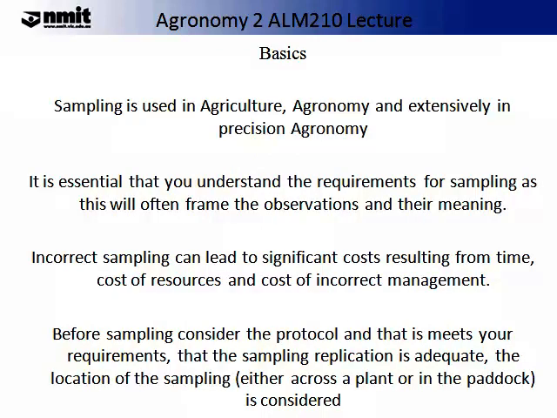Sampling is used in agriculture, agronomy and extensively in precision agronomy. It is essential that you understand the requirements for sampling, as this will often frame the observations and their meaning. Incorrect sampling can lead to significant costs, resulting in costs from time, cost of misuse of resources, and cost of incorrect management. Before sampling, consider the protocol and that it meets your requirements. Consider the sampling replication and ensure that it is adequate. Consider the location of the sampling, either across a plant or across a paddock.